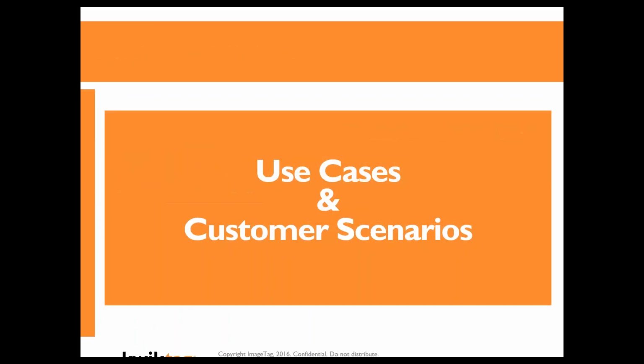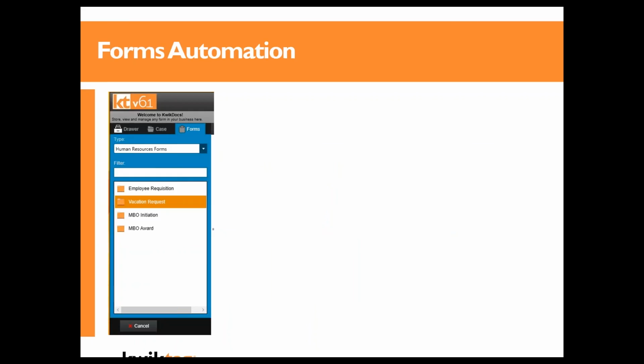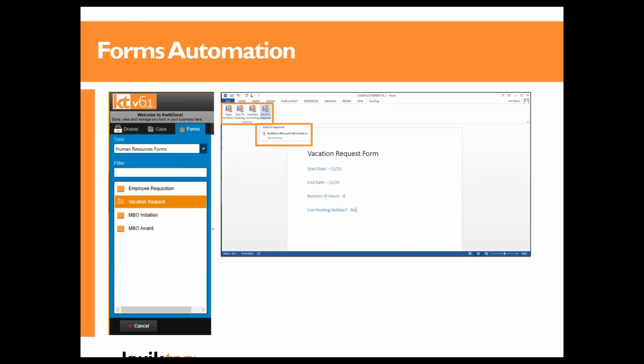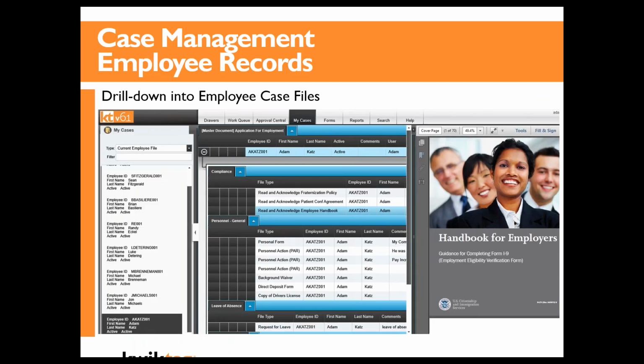So forms automation, yeah, well, I already kind of talked about that. Let me skip over that. Case management. This is what I wanted to talk to you guys about here real quick. So case management, as we talked about, brings all these different documents together, right? I alluded to this previously in the example with the HR file, right? You can have HR documents in 20 different drawers, but as you see here, I have a current employee case file open on the left-hand side.